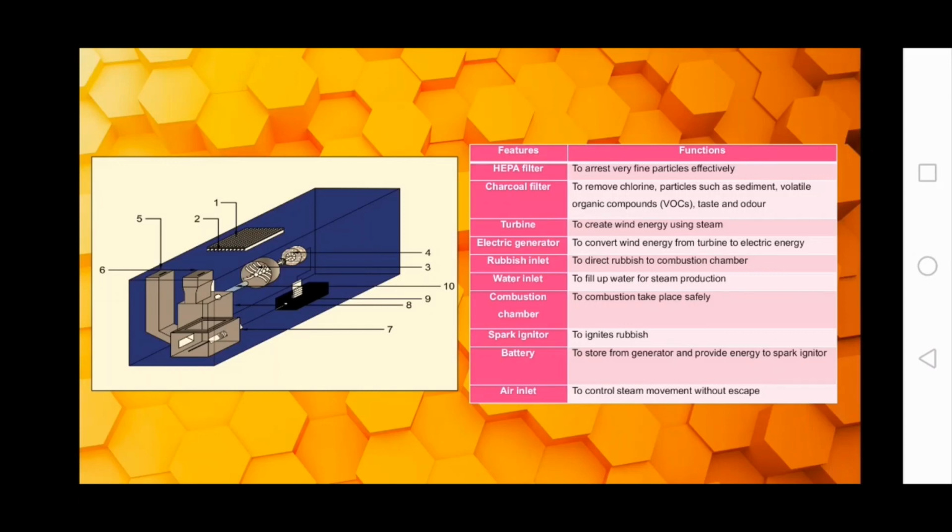Number 7, the combustion chamber, is to safely ignite rubbish. Number 8, the spark igniter, is to ignite rubbish. Number 9, the battery, is to store the electric energy from the generator and provide the energy to the spark igniter to continue the process. Last but not least, the air inlet is to control the steam movement without escaping from the water chamber to the turbine directly.